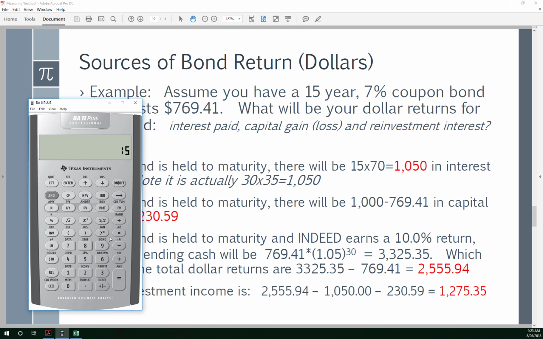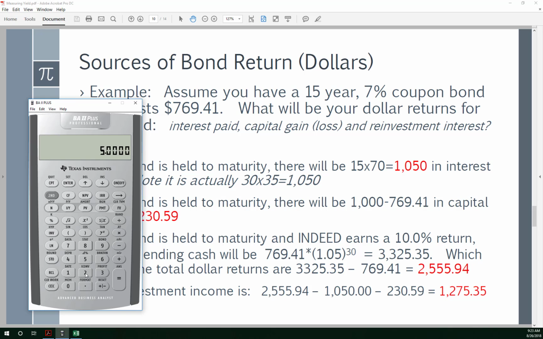A 15-year bond with 2 periods per year is going to be 30 as the input for the number of periods. The 7% coupon means we're going to have coupon payments of 70. We need to divide those in half to get the payment. We're going to have $1,000 face value, $1,000 future value. The price is $769.41.